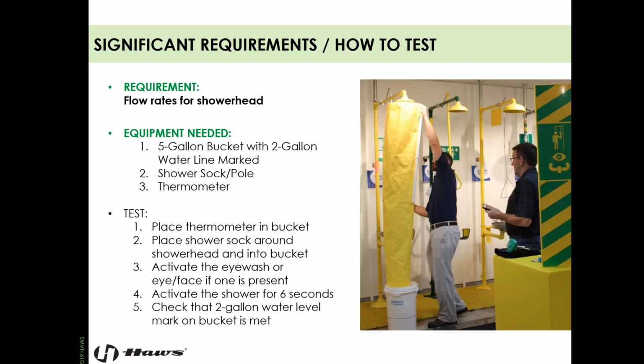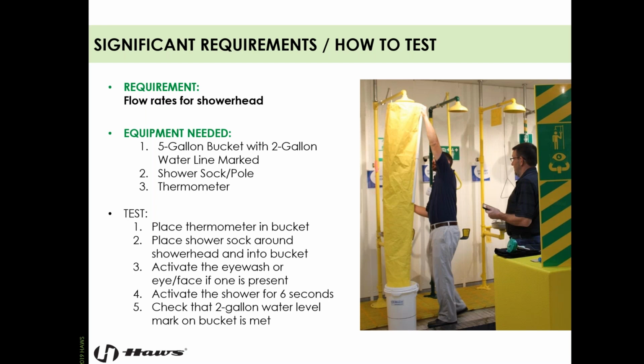Now the flow rate for the shower, you're gonna need that bucket with the 2-gallon water line mark, you're gonna need the shower sock and pole, and you're gonna need the thermometer, because it's a good place to throw in the temperature check, which I'll cover a little bit later.